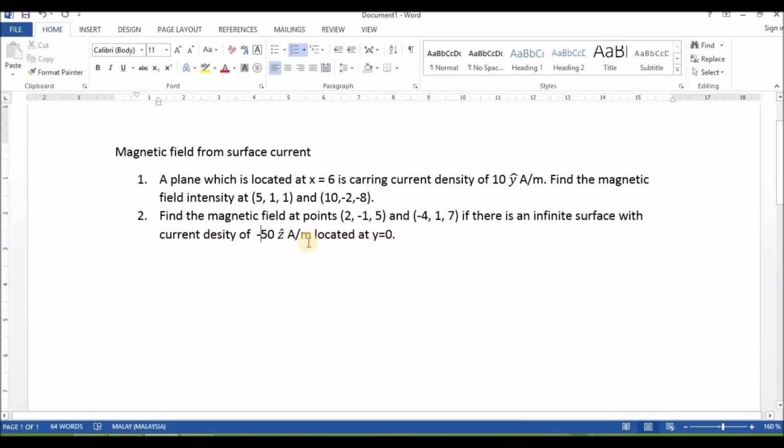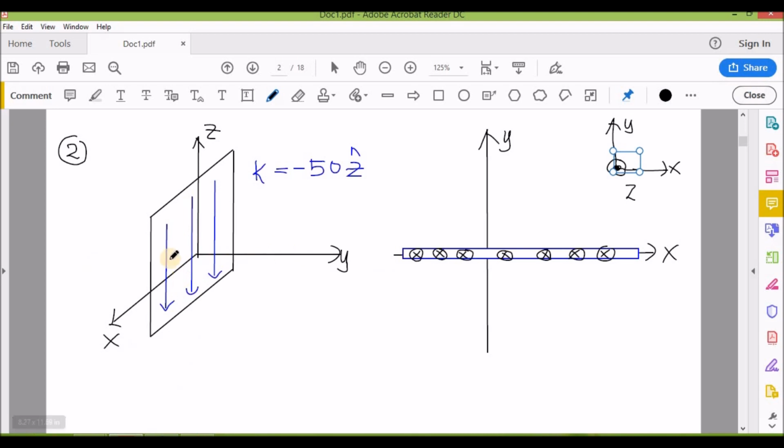The plane is located at y equals 0. So y equals 0 is here. And the K is negative 50 z direction, so it is pointing downward. If you transform this 3D into 2D, this one will be the diagram. This diagram is constructed by assuming that you look at this plane from this side. So y will be here, x will be on the right, and the positive z will be pointing out from the surface, but the current density is in the negative z direction.